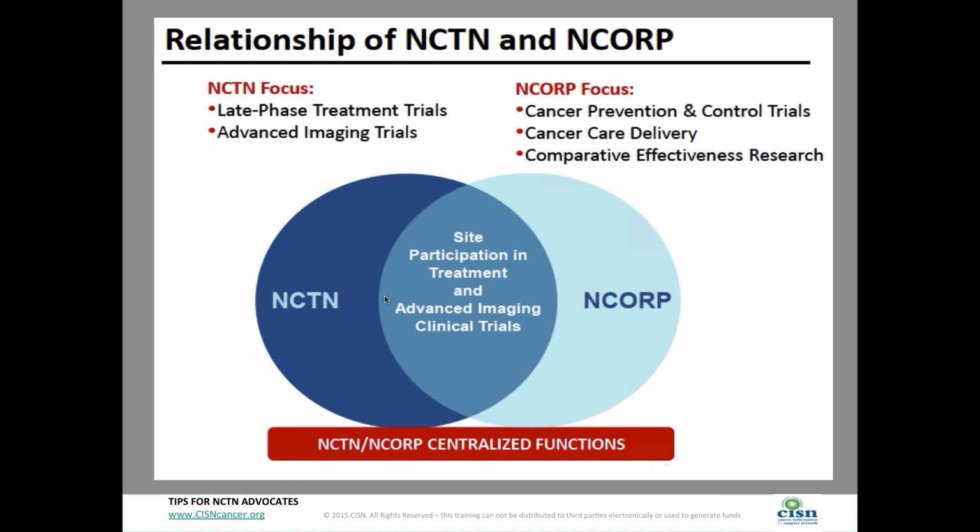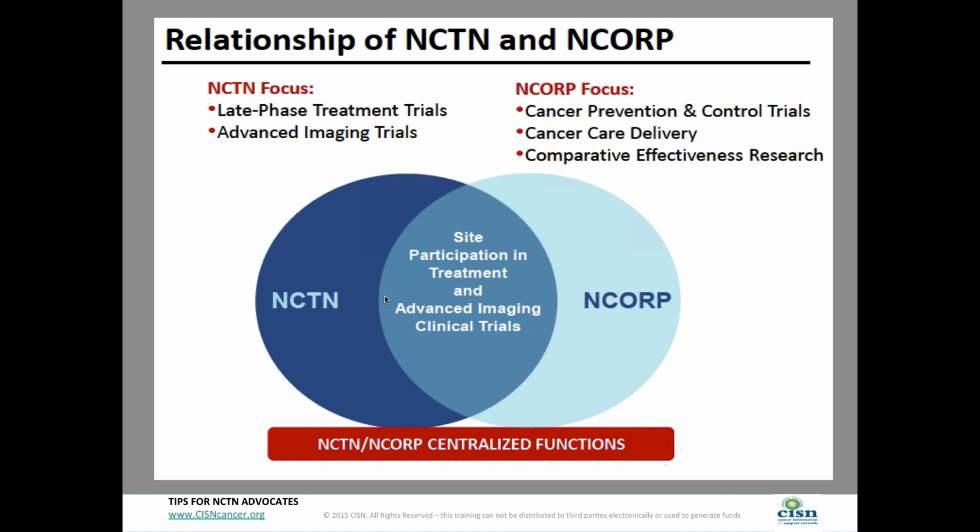So there is a relationship between the NCTN and the NCORE, and they do have different focuses. So the NCTN really focuses on the late phase clinical trials and advanced imaging trials, whereas the NCORE really focuses on the cancer prevention and control program trials, as well as cancer care delivery, which is your PCORI type trials and comparative effectiveness research. So they each have their own focus, but they do overlap in centralized functions, and they are very integrated into the groups. And so this is kind of the overall big structure.